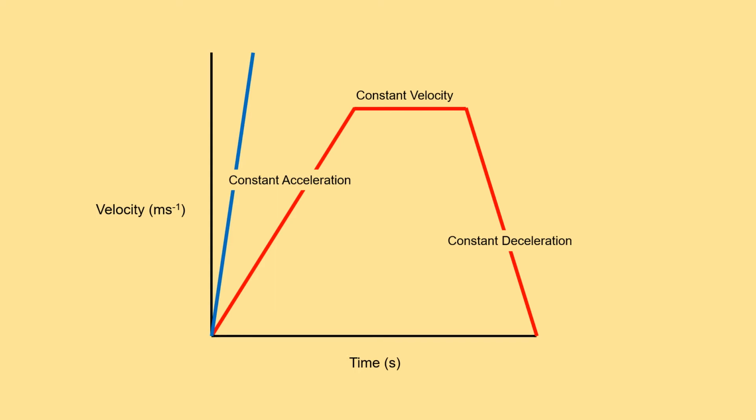The blue line is a constant acceleration because it is an increasing velocity over time, and it has a constant gradient. This makes it a constant acceleration. The beginning of the red line is also a constant acceleration, and then you get to the horizontal part at the top. That is a constant velocity. And then as the velocity comes back down towards zero, this is a constant deceleration.